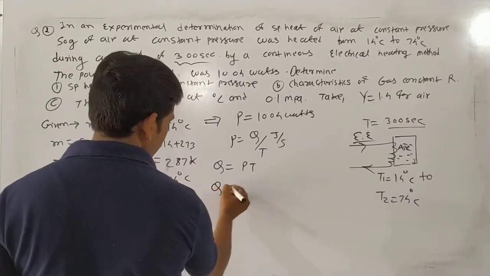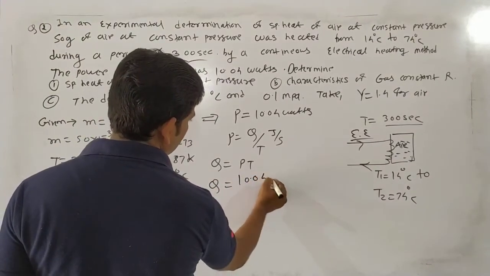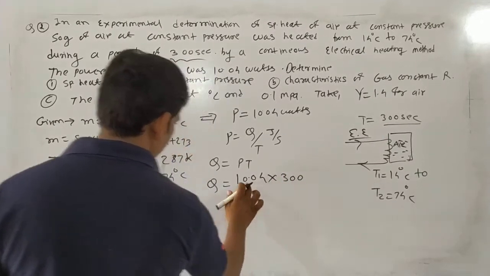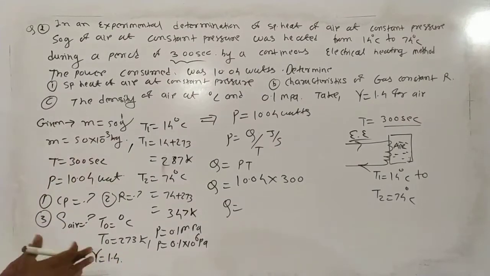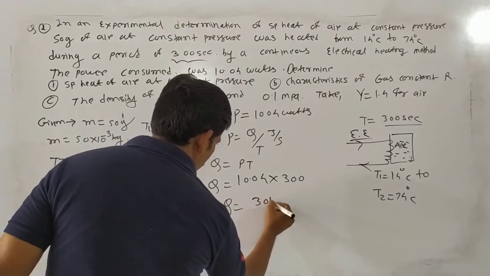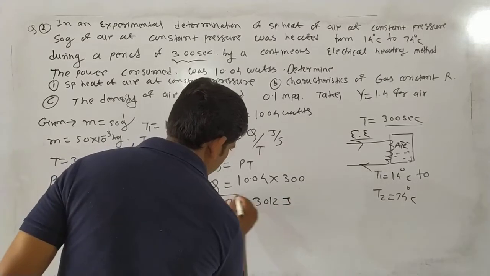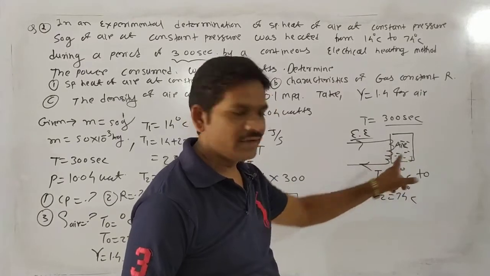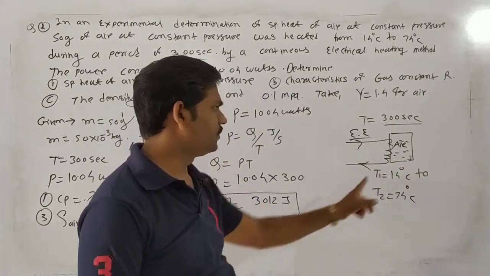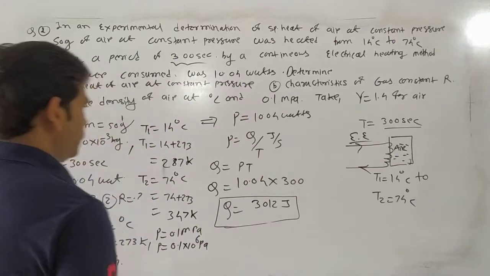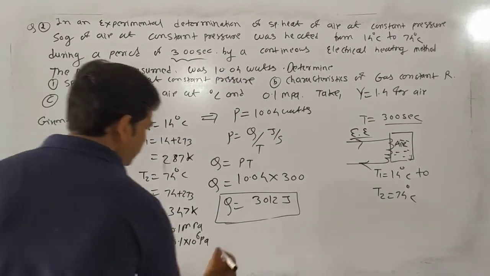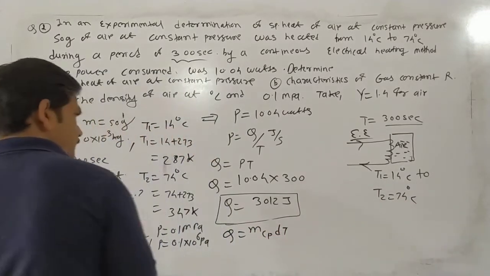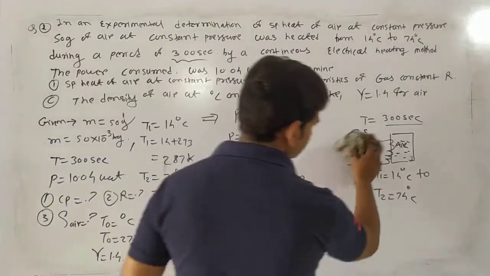So Q is equal to power, 10.04, time is how much? It is 300 seconds. So we are getting the value of the Q. Do the calculations. It is 3012 joule. This much heat is supplied to the air. How much? 3012 joules. Okay, then after that, what is the standard formula? Q is equal to m Cp dT. Okay, so I erase this diagram.